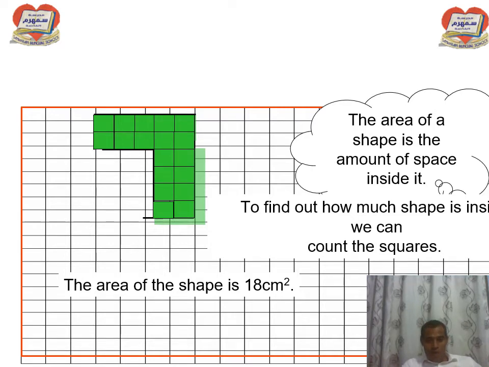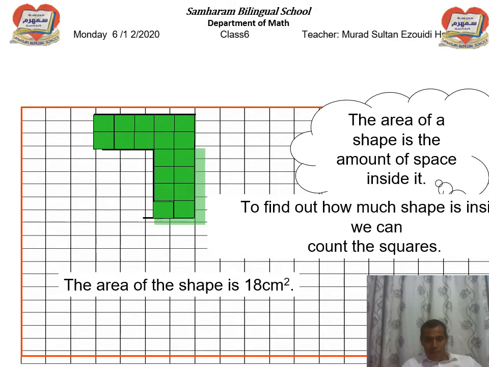Be careful. It's not perimeter. Perimeter, the unit is centimeter or meter or kilometer. This depends on the units given. But here the unit is centimeter, but square, the area is written in units squared.